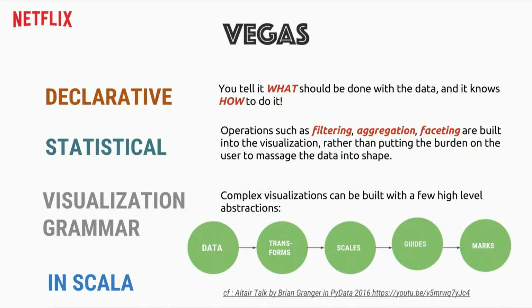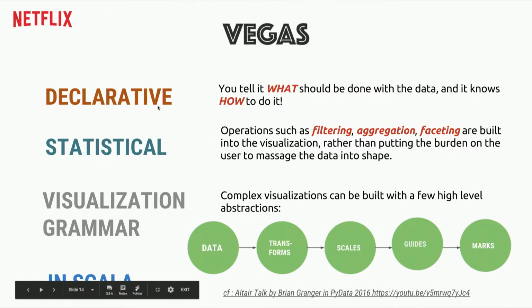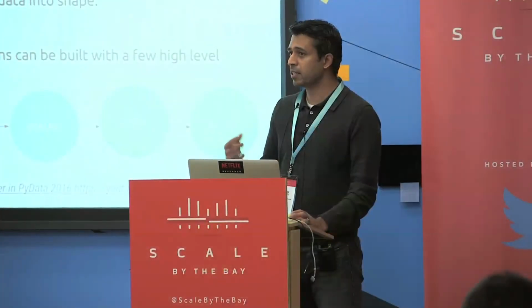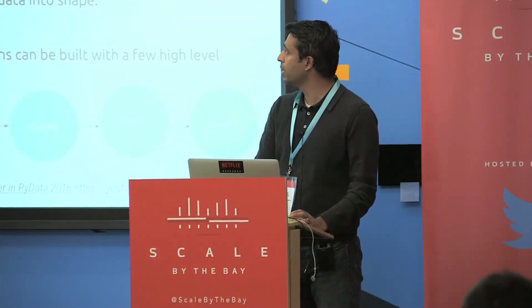So what is Vegas? As I say, it's a visualization library in Scala. It provides a declarative API, contrasting it with an imperative API. So the API mainly tells the library what you would want it to do as compared to how exactly you want to do it. And that allows the underlying stack to pick sensible defaults for you and visualize things in a very creative and meaningful way.